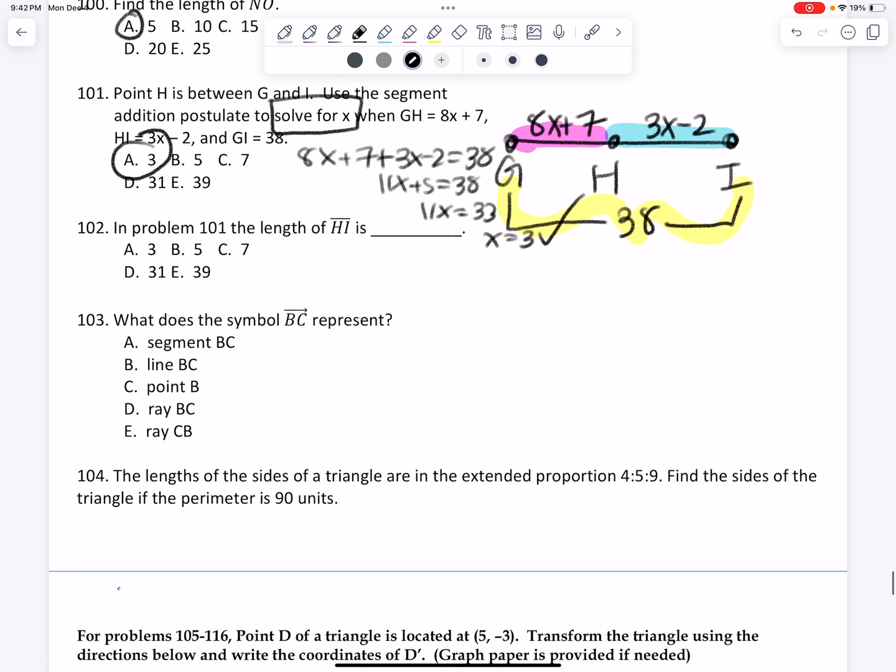All right, in problem 101, the length of HI. So now they actually want me to go back and plug it in. Here's HI, that's the blue piece. So if x is 3, that's going to be 3 times 3 minus 2, which is 7. 9 minus 2 is 7.